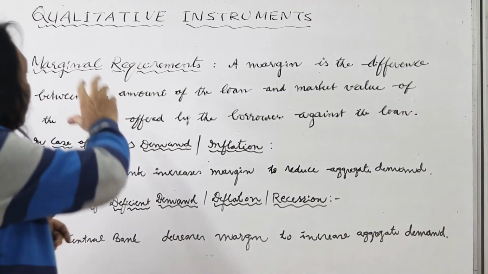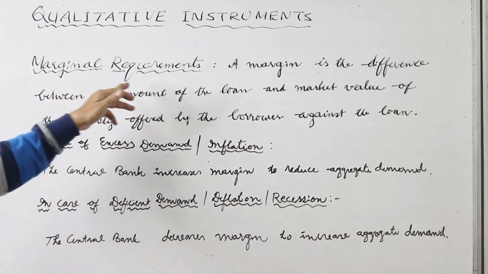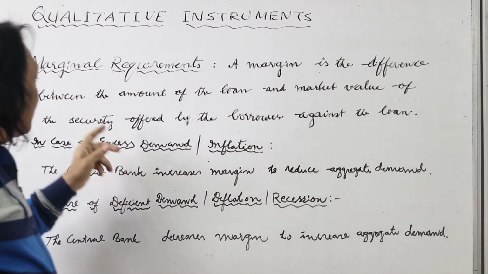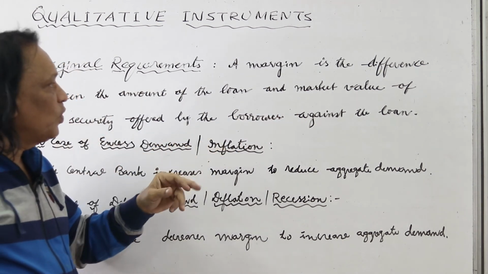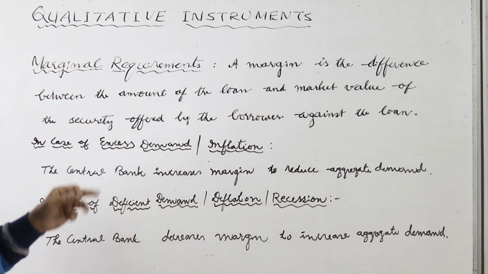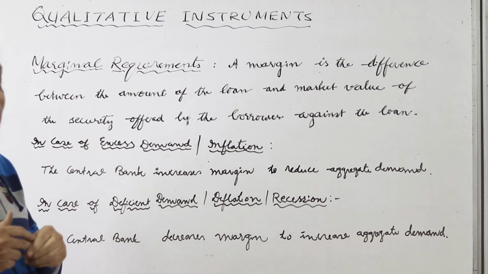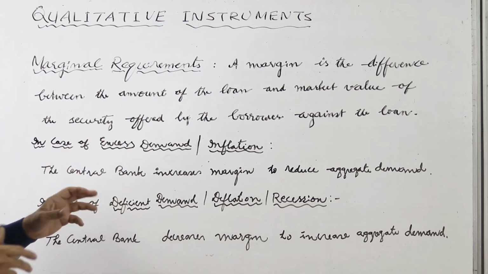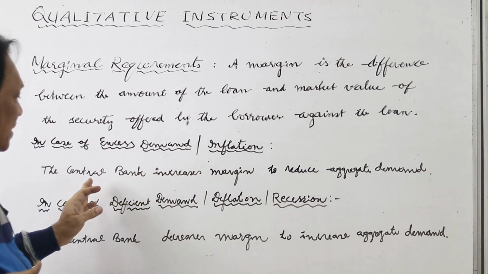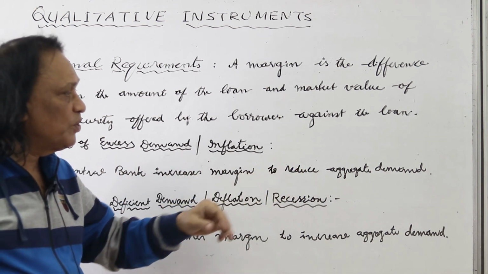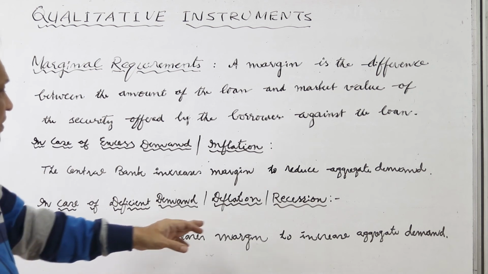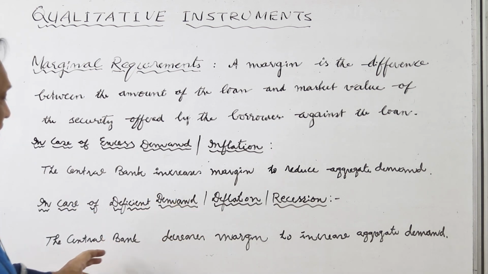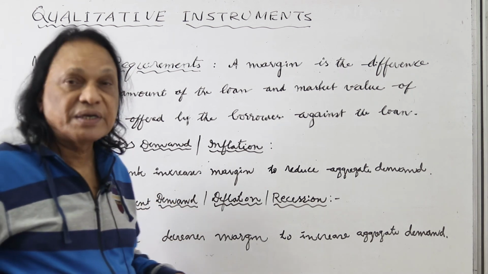What exactly is written here? Qualitative instruments, margin requirements. A margin is the difference between the amount of the loan and the market value of the security offered by the borrower against this loan amount. Briefly, in case of excess demand and inflation, the central bank increases the margin to reduce aggregate demand. In case of deficient demand or deflation and recession, the central bank decreases margin to increase aggregate demand.